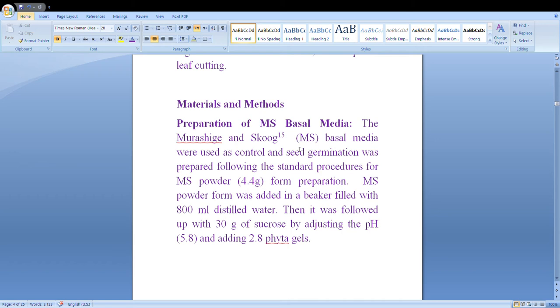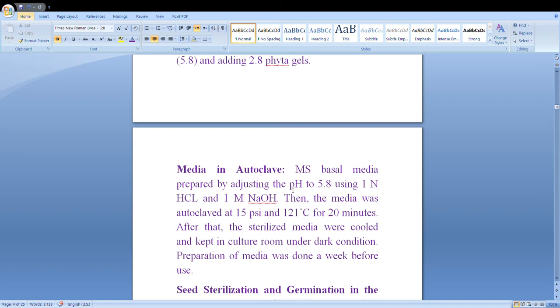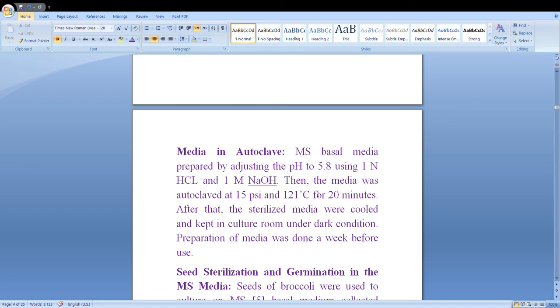So these are the MS media properties, media in autoclaves. Then MS basal media was prepared by adjusting the pH to 5.8 using 1 M HCl and 1 M sodium hydroxide. Then the media was autoclaved at 15 psi and 121 degrees centigrade for 20 minutes. After that, the sterile media were cooled and kept in the culture room under dark condition. The preparation of media was done a week before use.